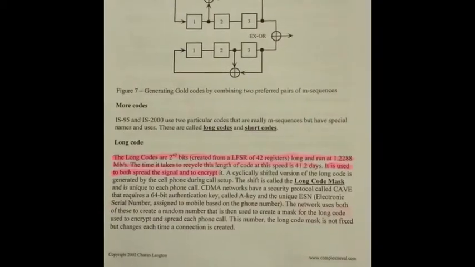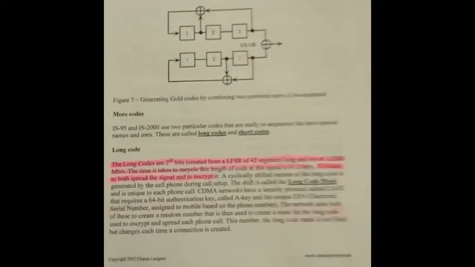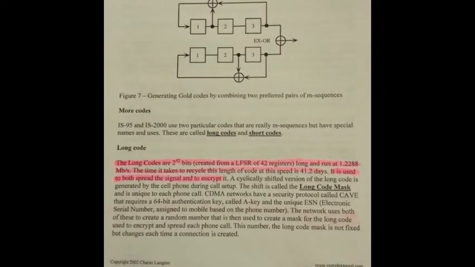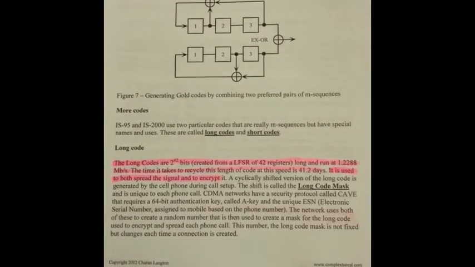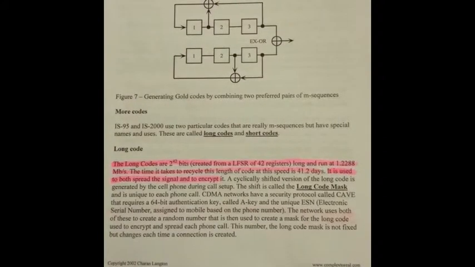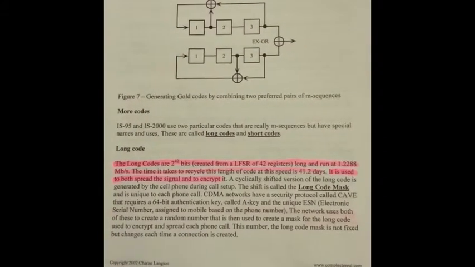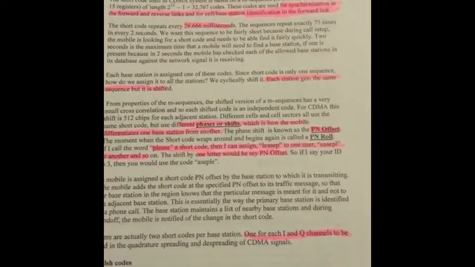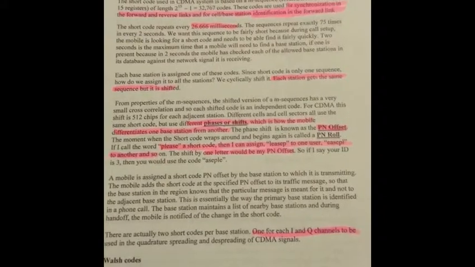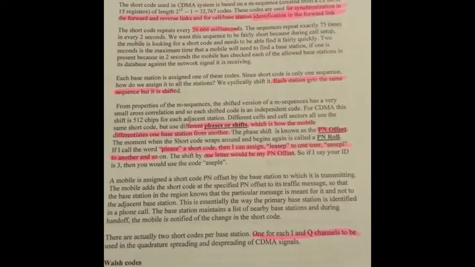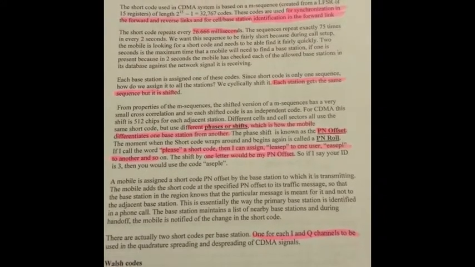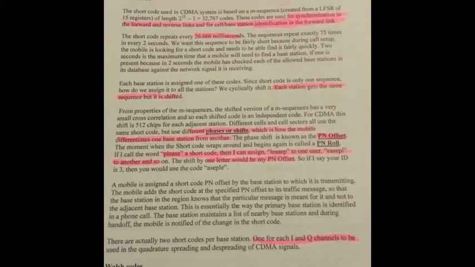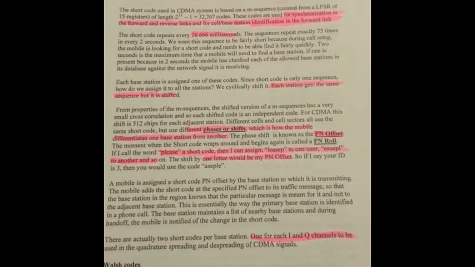Long code is a 2 to the 42 bits sequence that takes 41 days to repeat, and the main purpose of it is to both spread and encrypt the signal. And since those are the 2 things we're trying to accomplish, long code is pretty important. Now, the short code is used for synchronization. It repeats every 26.666 milliseconds, and that equates to 75 times every 2 seconds. So it's a lot shorter than a long code.